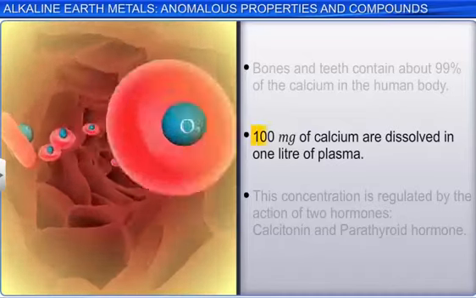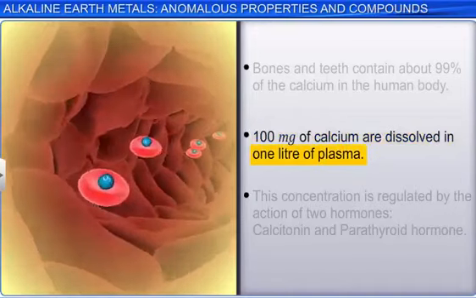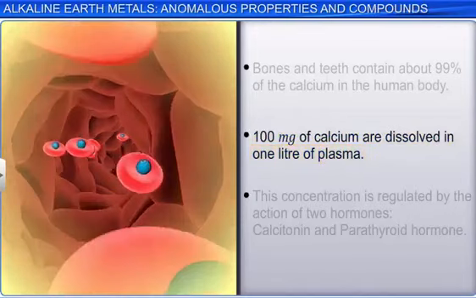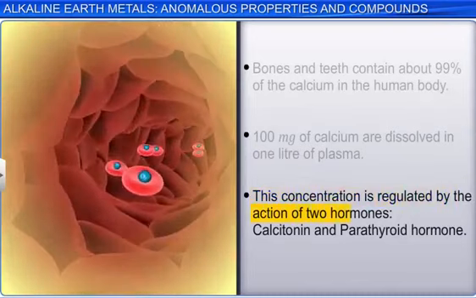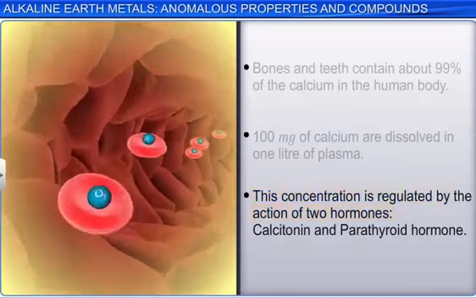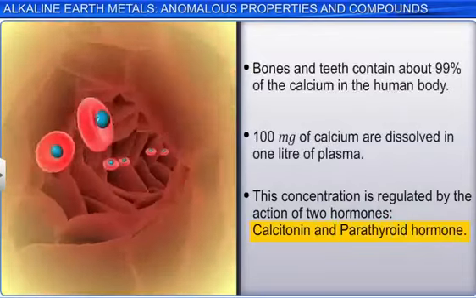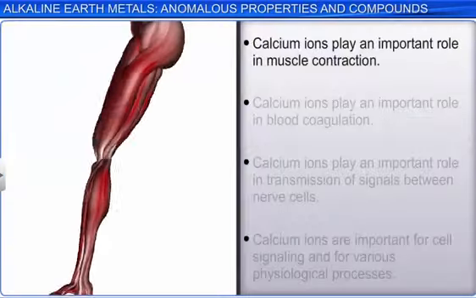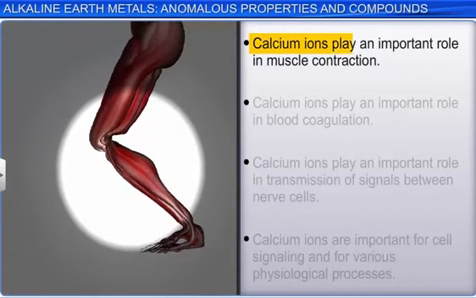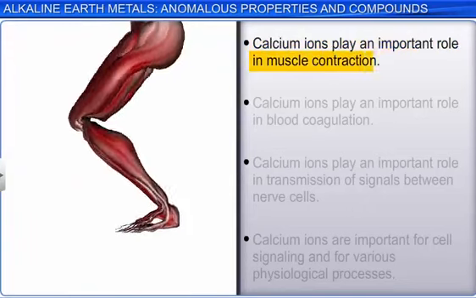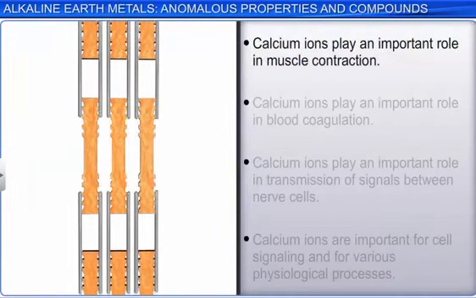Approximately 100 milligrams of calcium are dissolved in 1 liter of plasma. This concentration is regulated by the action of 2 hormones, calcitonin and parathyroid hormone. Calcium ions play an essential role in muscle contraction. A diagram of the sliding filament theory of muscle contraction is shown here.